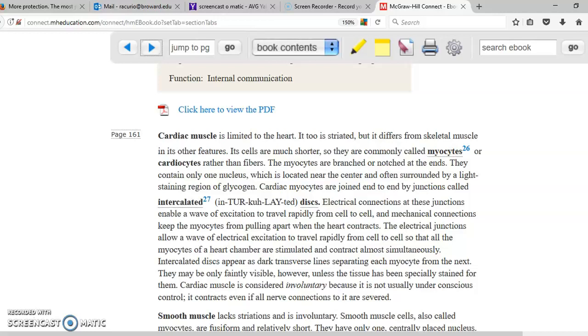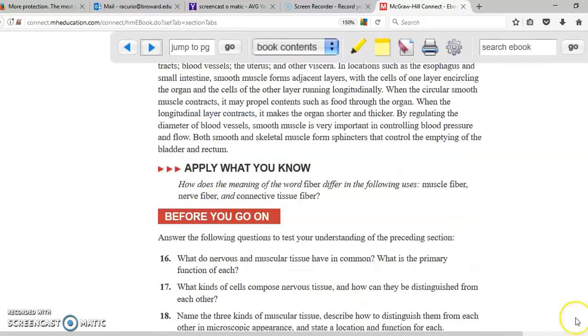There are three kinds of muscles. The muscles are going to be cardiac muscle, smooth muscle, and skeletal muscle.